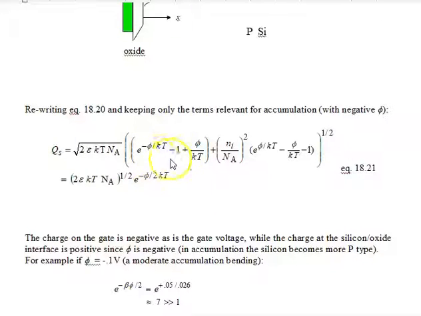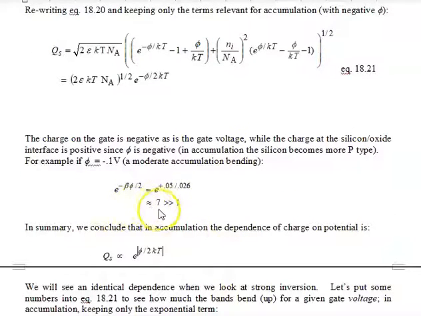So if we assume that we only have this term in accumulation, then this is the result. It's pretty straightforward. And let's see if that's true. We're going to test it out by putting in a phi of minus 0.1. That's a band bending up. And let's see what we get. We get about 7, which is much greater than 1. So this term would cancel out. And 0.1 over 0.026 also is relatively small compared to the exponential term.